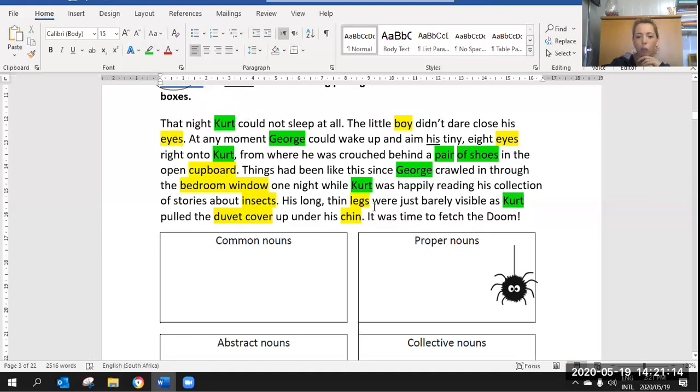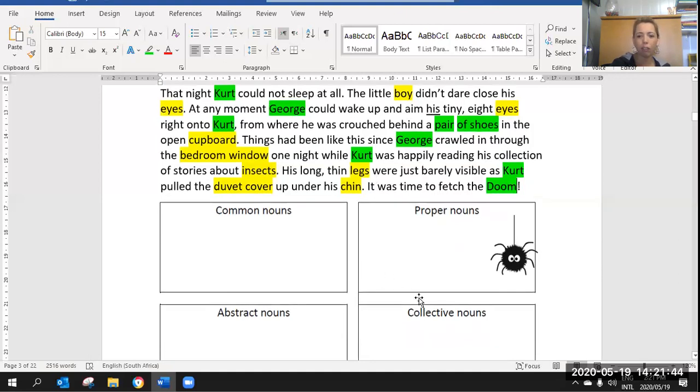And then the last one, "it was time to fetch the doom." As we all know here in South Africa, Doom and Raid, we've got our insect killing sprays that we can use. Doom is the proper noun, the name of a certain brand of insect killer. So therefore it is a proper noun. Okay, I think that covers our proper nouns. Again, if you think I've missed any or you're not sure, then send me a WhatsApp.